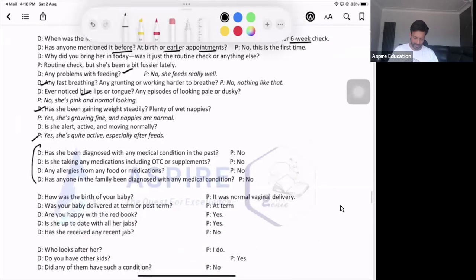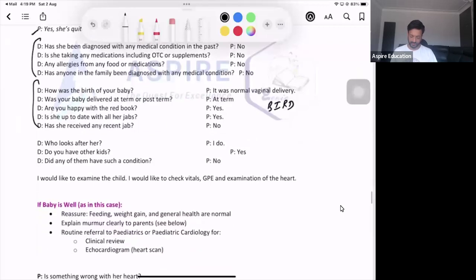Quickly, again, past and personal history. There's no personal history, obviously, in children, but you can ask birth questions: how was the birth of the child, immunization status, the red book, milestones, and the diet, what kind of diet the child is taking, any recent jabs. Who's looking after the child? All those questions you can quickly cover. And obviously you mention the vitals, general physical examination, and listening to the heart sounds again.